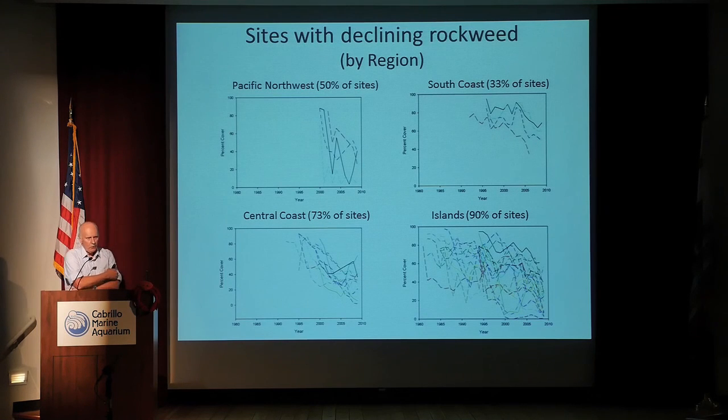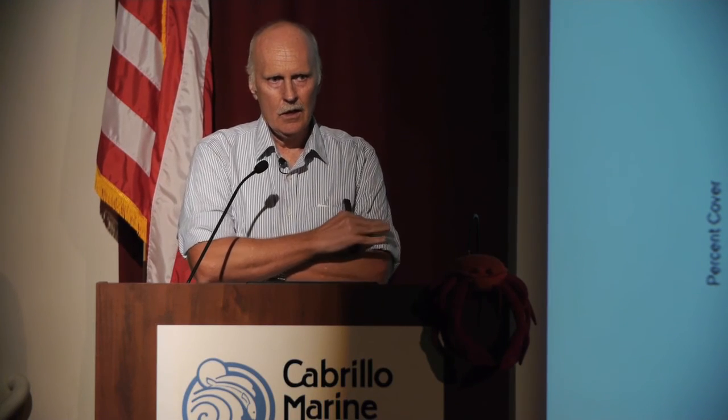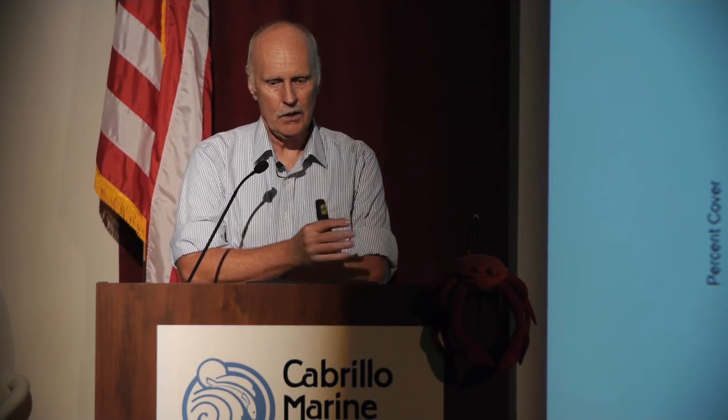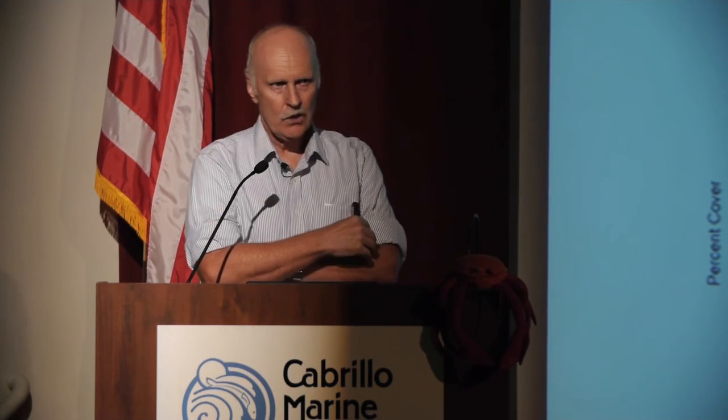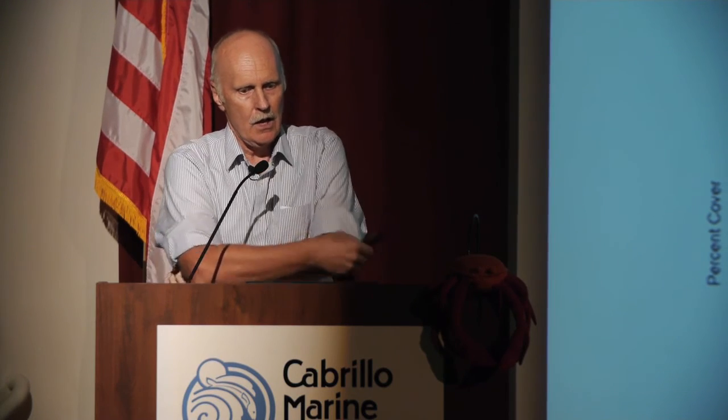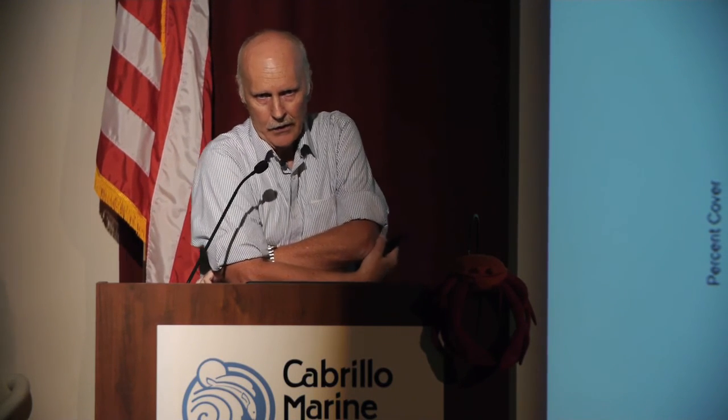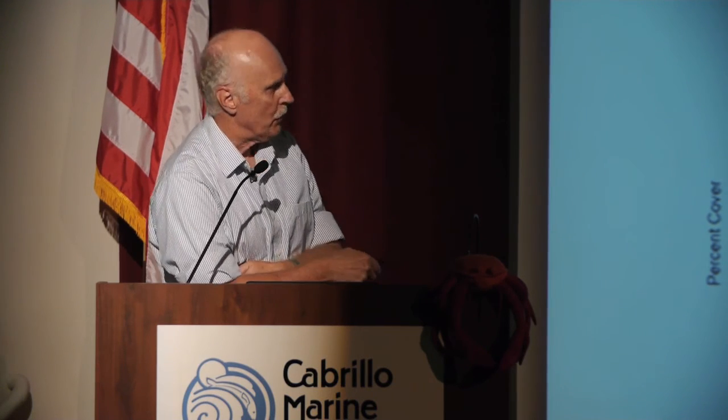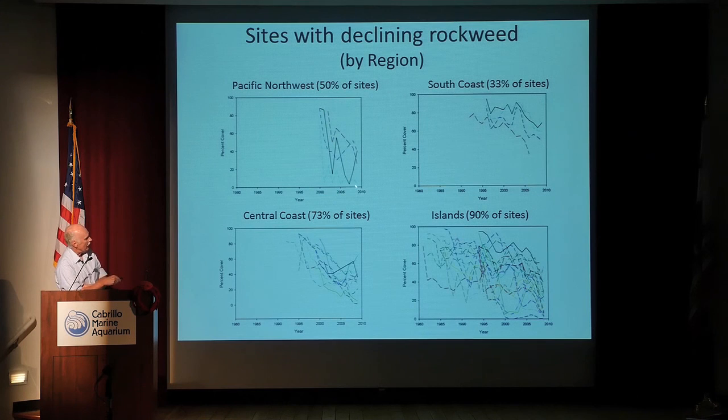So what we discovered when we started looking at the data on rockweed was that consistently across all the regions that we were studying along the west coast that had rockweed, there had been declines. So the amount of the decline varied according to the region. So in the Pacific Northwest, about half of the sites had declines. In the South Coast around here, about a third of the sites had declines. These are just plotting the sites that have declines, so you can see when it happened and how much of a decline it was. In the Central Coast, about 3/4 of the sites had declines. And on the islands, almost all the sites had declines.